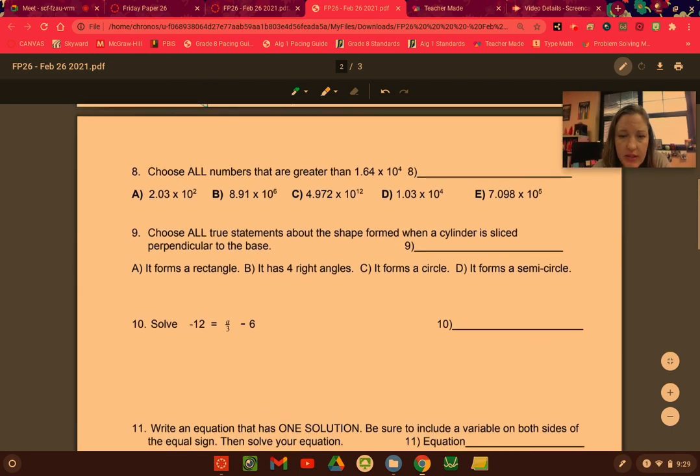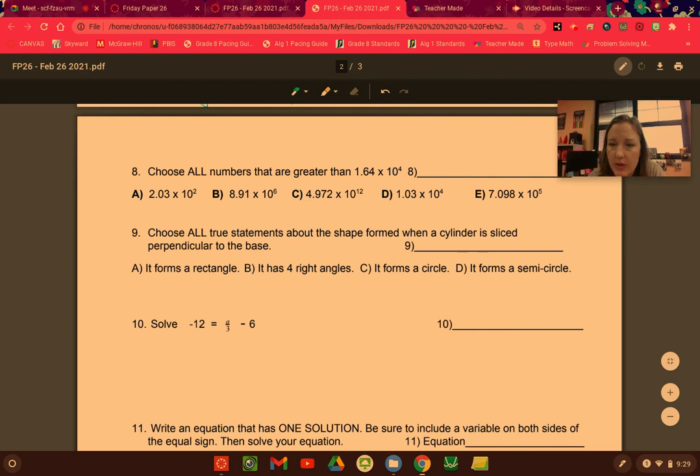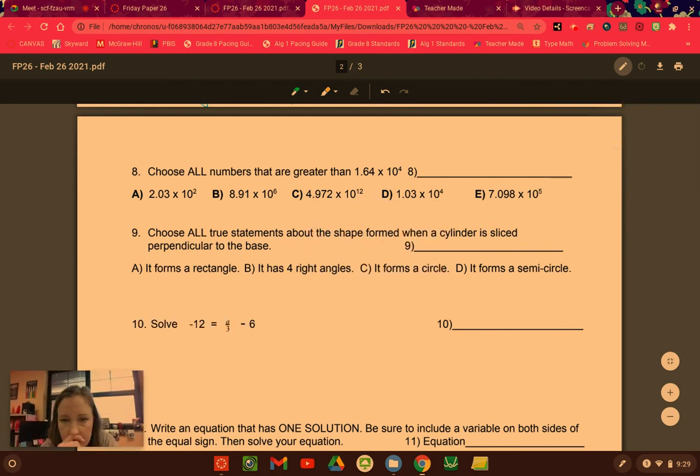Okay, let's do number 8. Choose all the numbers that are greater than 1.64 times 10 to the 4th. Who can help me with this? What would you do? Anybody have a thought? I do, Miss Owen. Please tell me. So what I would do is I would look through them, and then you have to have one with an exponent equal or higher than it for it to be greater than. Okay. So then I look through those, and there's only the last 4 to do.